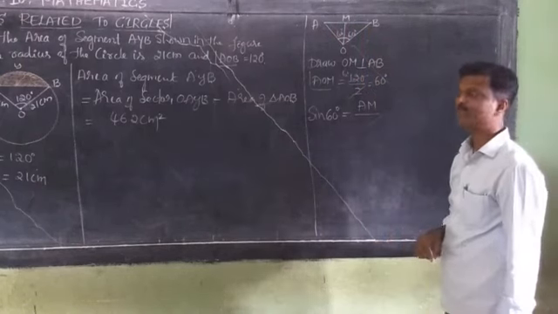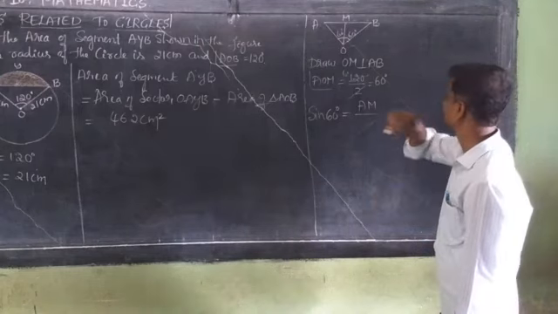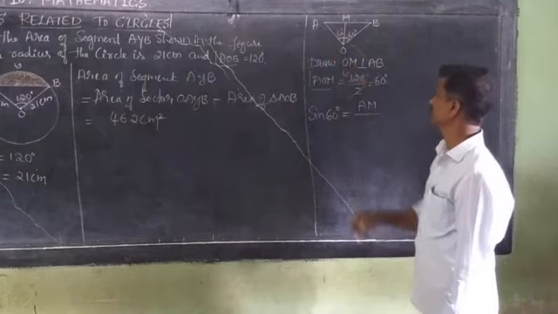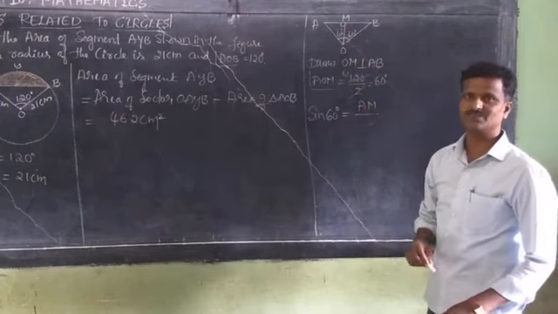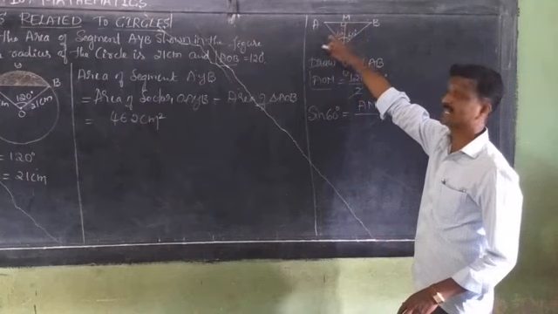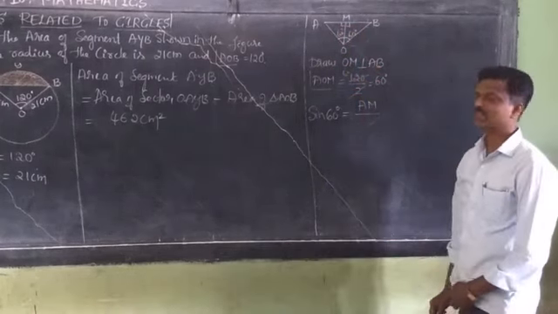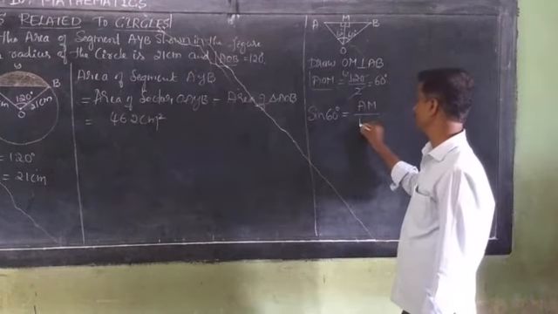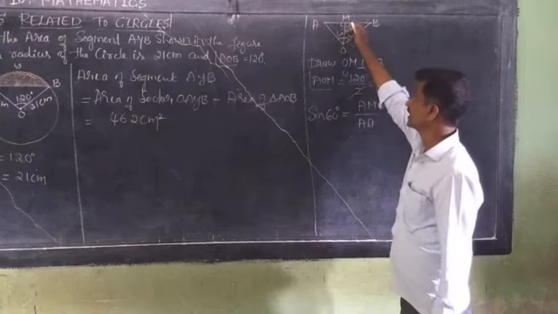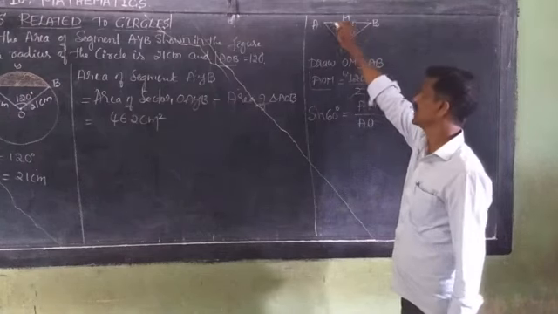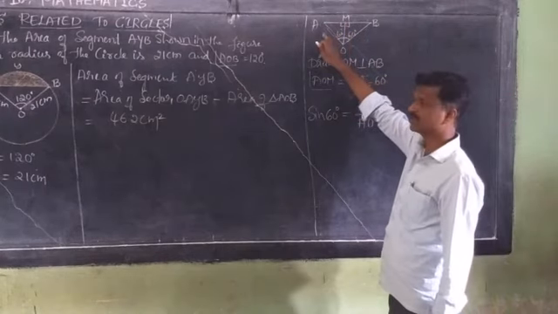Sin 60 is opposite side by hypotenuse. Here the hypotenuse is AO. Hypotenuse means the side opposite to the right angle. Therefore, here AO is the hypotenuse. Sin 60 is AM by AO. The side opposite to the angle 60 degrees is AM, and the hypotenuse is the side opposite to the right angle.